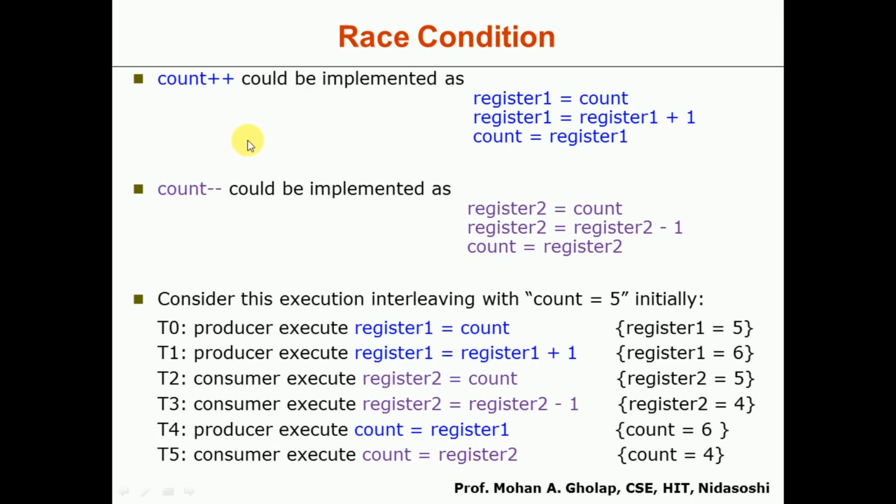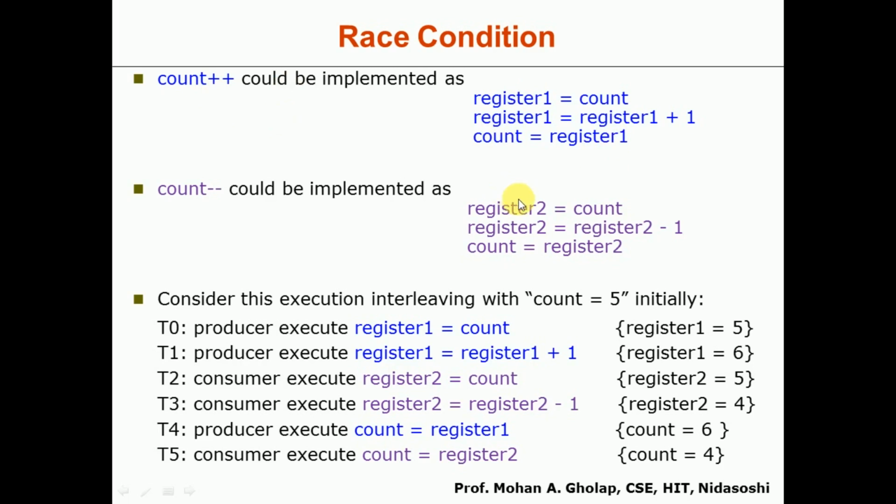The count plus plus instruction can be implemented like this. You take one register, that is register 1. First you have to load register 1 with the value of count. Once you load the value of count into register 1, you have to increment the value of the register by 1, so it is register 1 equal to register 1 plus 1. Once you increment the value present in register 1, you can store that value back to count. For that we have written count equal to register 1. This is how count plus plus can be implemented.